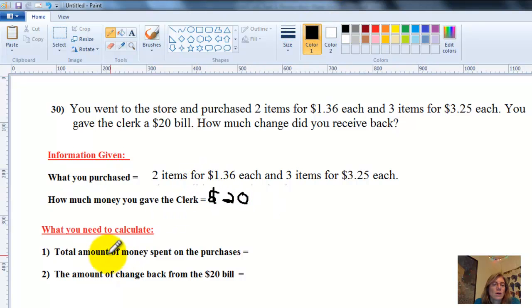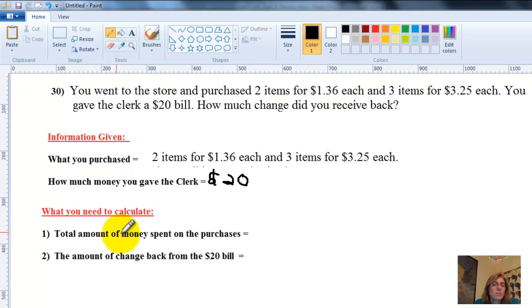Now, what you have to calculate is the total amount of money spent on the purchases. So we have to figure out how much money was actually spent when you bought 2 items at $1.36 and 3 items for $3.25. And then once we sort that out, we can figure out what your change will be from that $20 bill. So the total amount of money spent will be this first, 2 items at $1.36 each. We have to calculate that first.